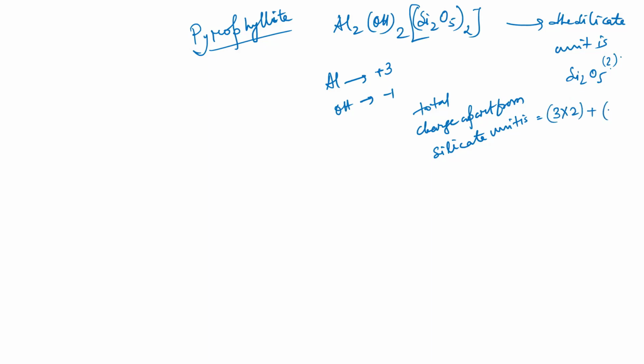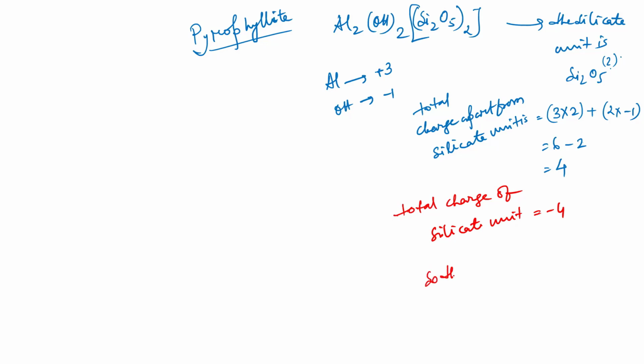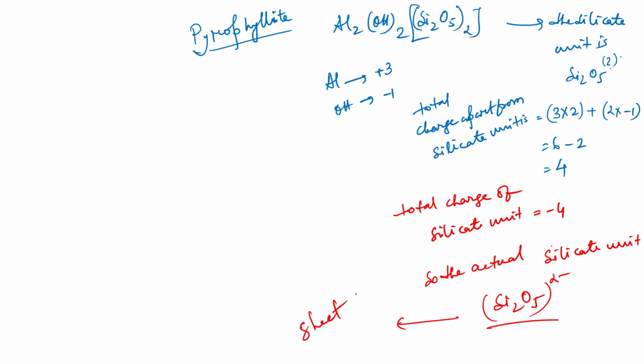that is 6 minus 2, 4. So the total charge of the silicate unit is 4-. Since there are 2 Si2O5 units, the actual silicate is Si2O5 2-, and this is a representation of sheet silicate. Pyrophyllite is a sheet silicate.